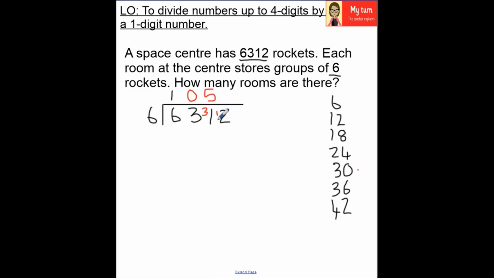That remainder of 1 goes here. This number now is 12. How many 6 is going to 12? I know you know that at home. 2. Therefore, the answer to this question is 1,052.